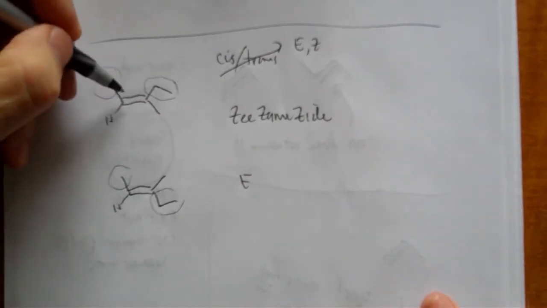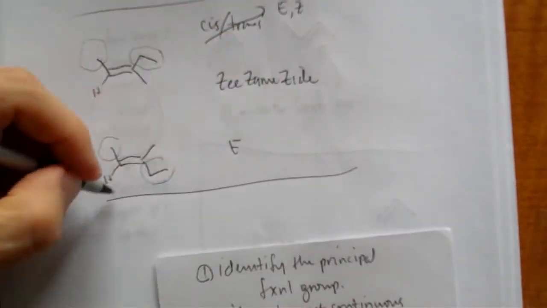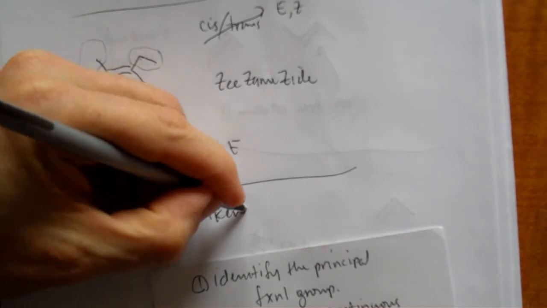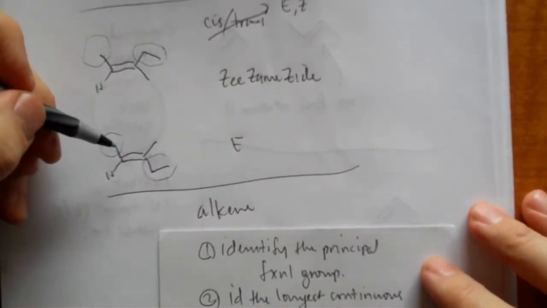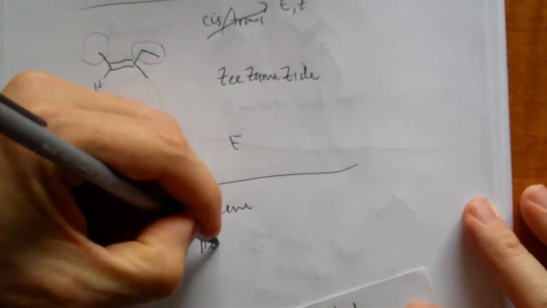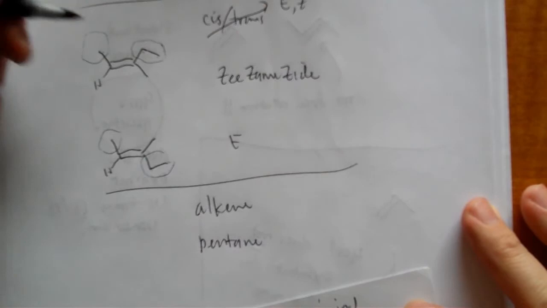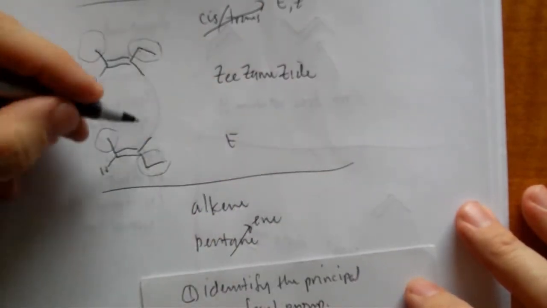Okay, so let's name this guy. 1, 2, 3, 4, 5. All right, first of all, step 1. Identify the principal function group. It's the double bond. All right, now we got to find the longest continuous carbon chain with the principal function group in it. 1, 2, 3, 4, 5. Now we've got to change that ending to accommodate the principal function group, pentene.